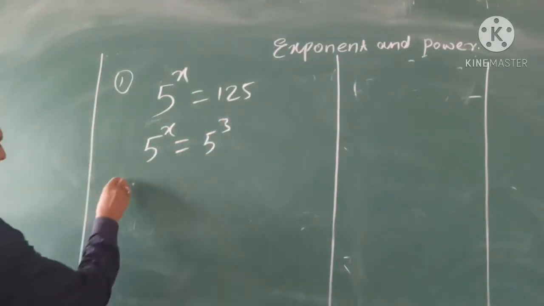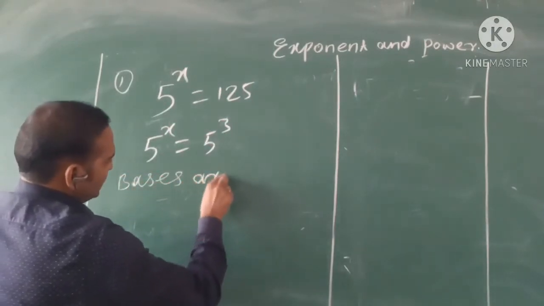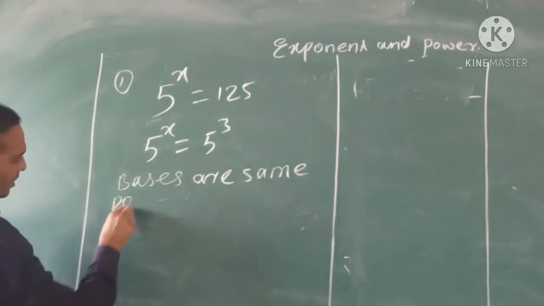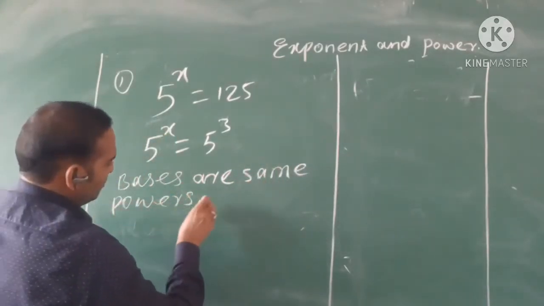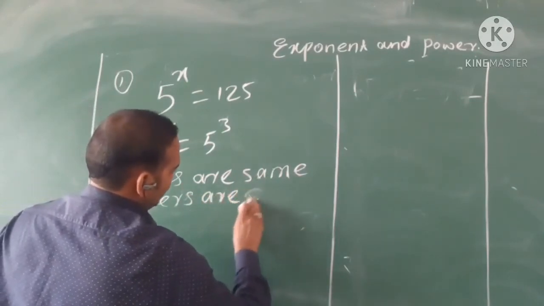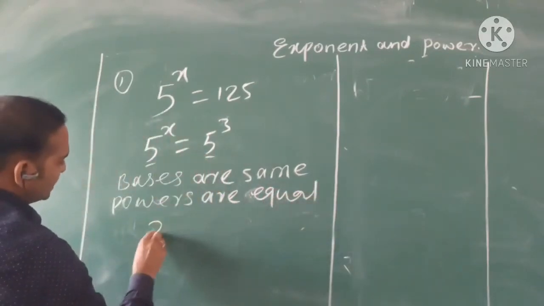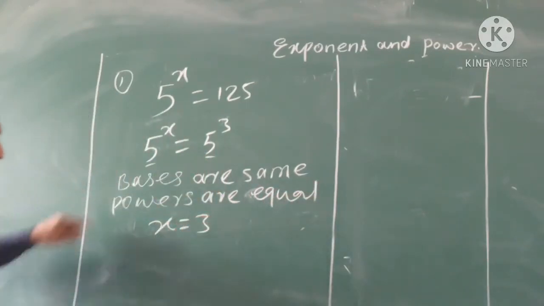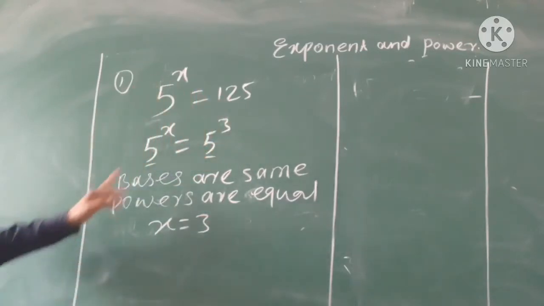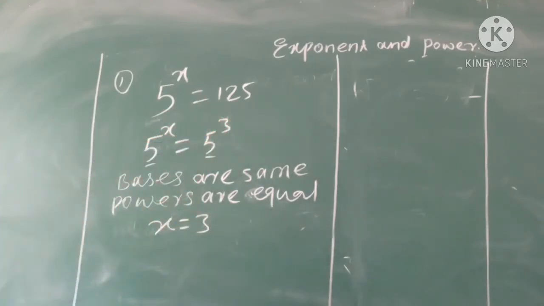Now bases are same, powers are equal. That is x is equal to 3. Bases are same, powers are also same. That is the power x and the power 3 will be equal.